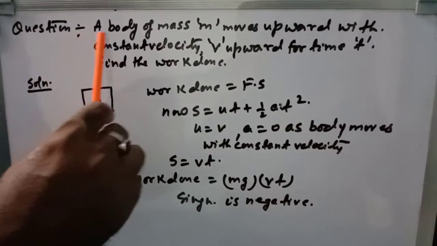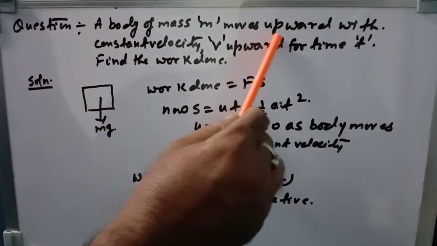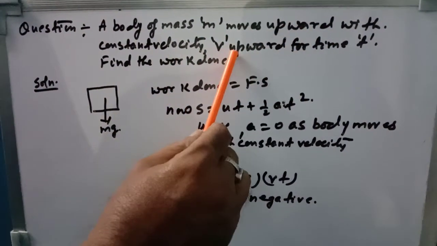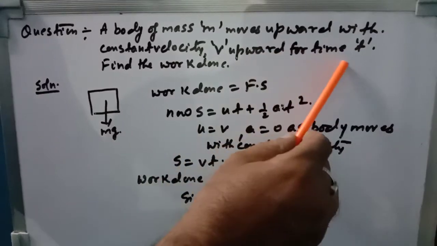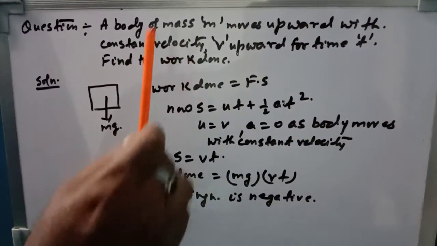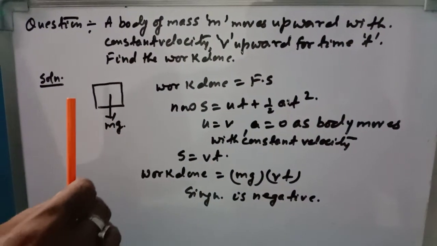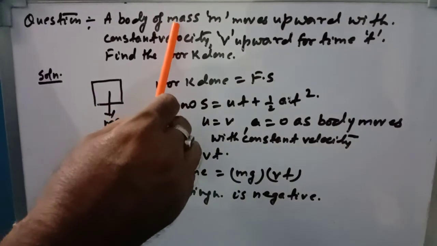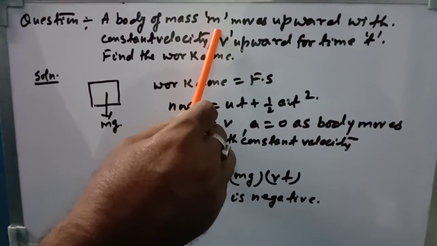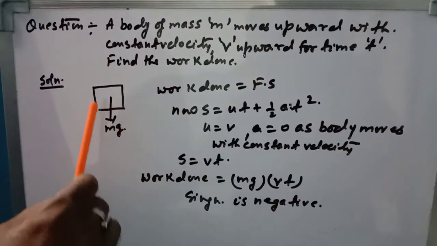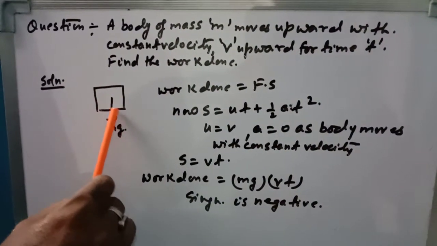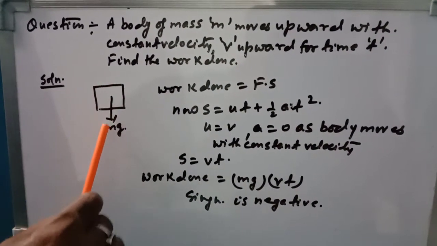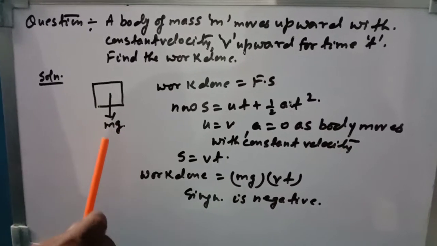Another question is, a body of mass m moves upward with constant velocity v for time t. Find the work done. The question is a logical one. The mass of the body is m. So what will be the force? The force is the weight of the body. So here this is the body having the mass m. So weight of the body, all of you know, m into g.